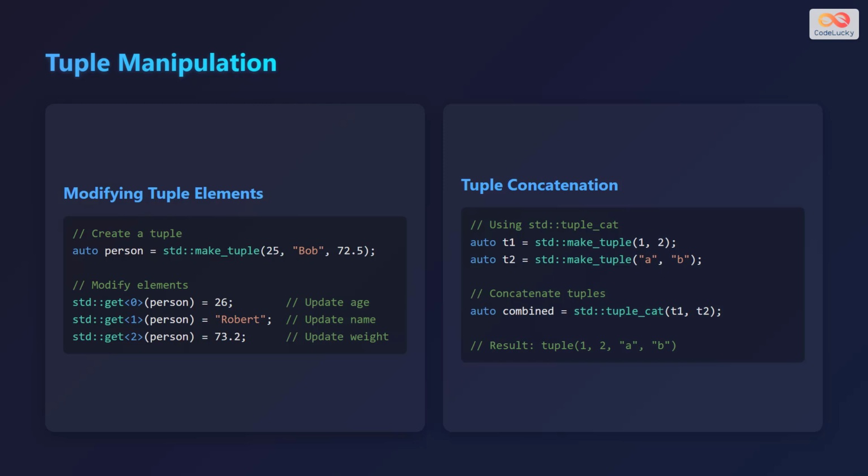Now let's talk about tuple concatenation. You can combine two or more tuples into a single tuple using std::tuple_cat. The resulting tuple contains all the elements from the original tuples in the order they were concatenated.